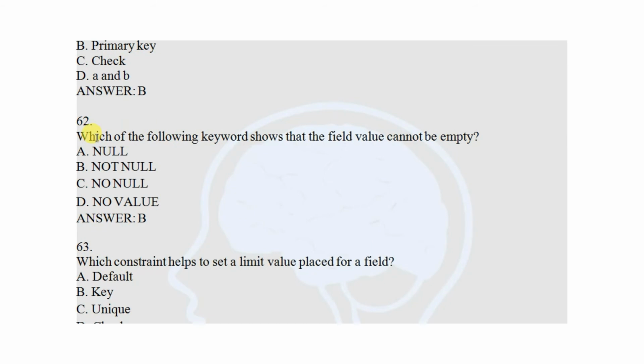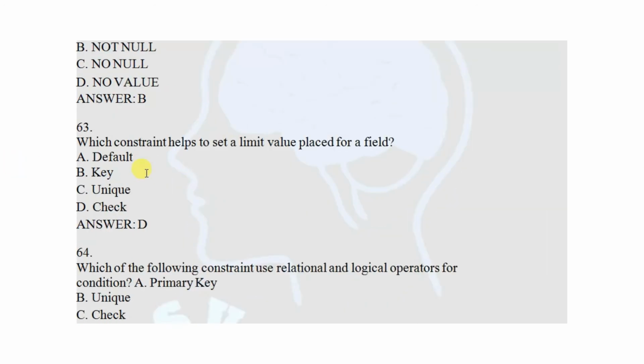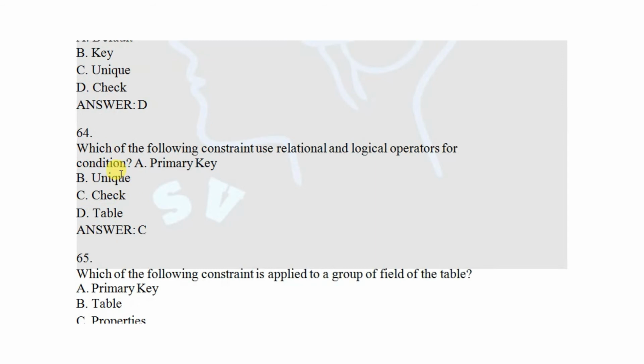Question number 62. Which of the following keywords shows that the field value cannot be empty? Your answer is option B, not null. Question number 63. Which constraint helps to set a limit value placed for a field? Your answer is option D, check. Question number 64. Which of the following constraints uses relational and logical operators for a condition? Your answer is option C, check.